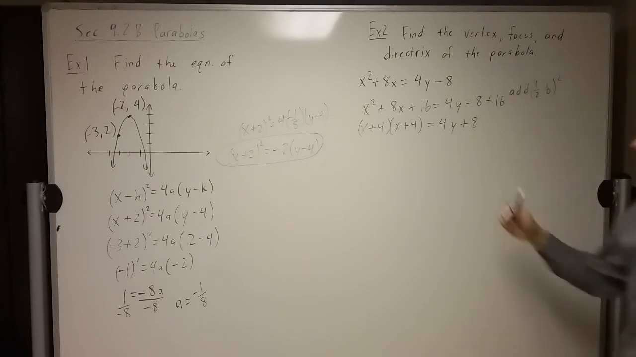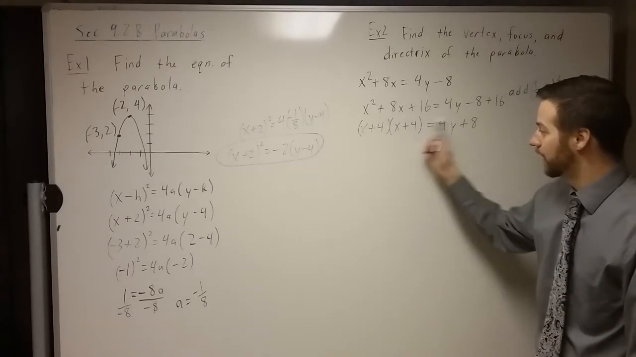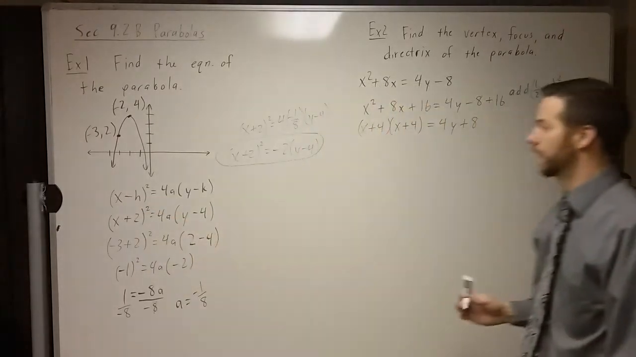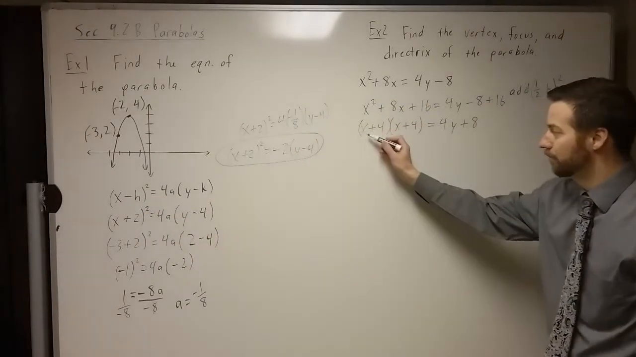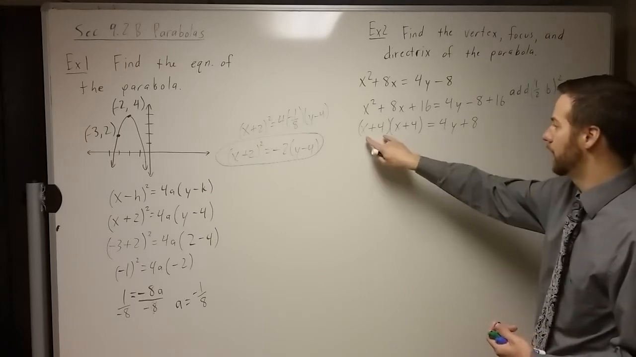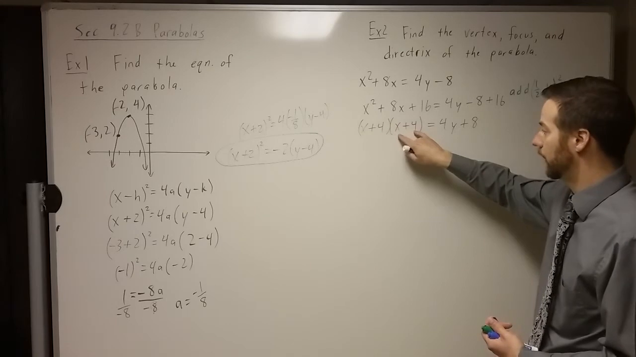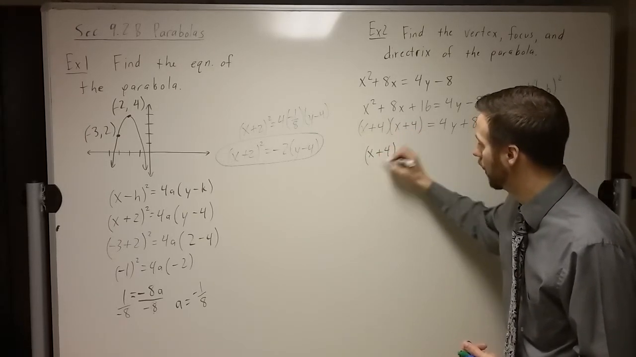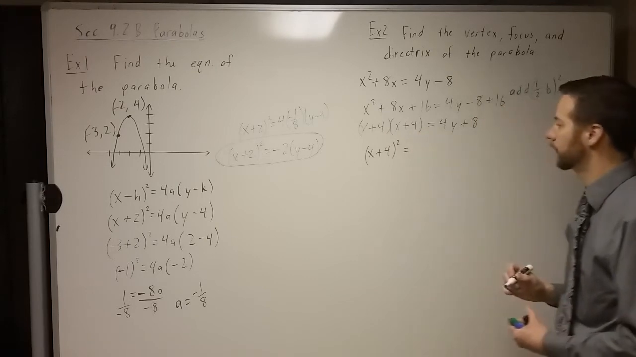All right. Now remember our goal. Our goal was to make this look like that. I need to have a quantity squared on the x's. So basically, that's what I've got here. Squaring a number is multiplying a number by itself. So I have x plus 4 times itself, which means this side really is x plus 4, the quantity squared.